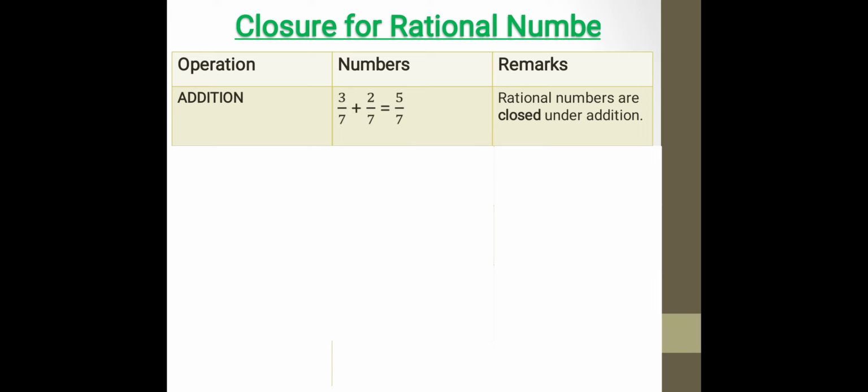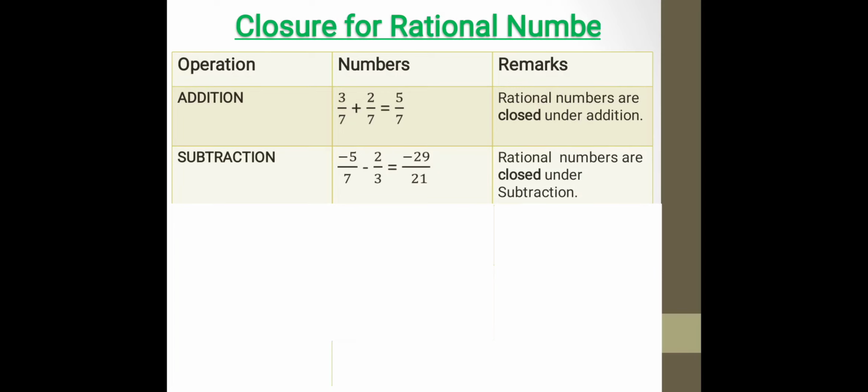Let's check closure for rational numbers under subtraction. Let's see what happens when we subtract two rational numbers. Negative 5 upon 7 minus 2 upon 3. So you'll have to cross multiply here because the denominators are not the same. So the answer here will be negative 29 upon 21, which is a rational number. So when we subtract two rational numbers, the answer is always a rational number. Therefore, rational numbers are closed under subtraction.